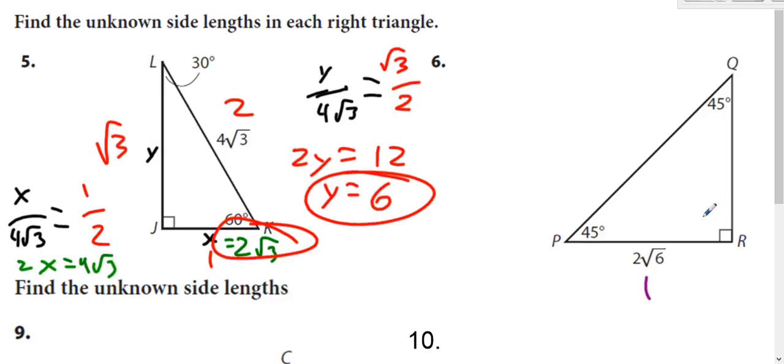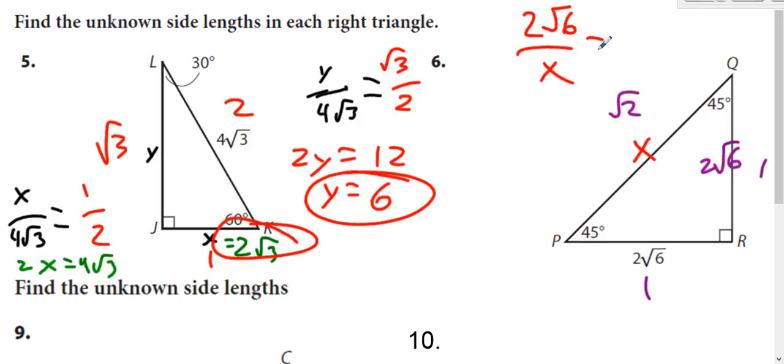45, 45, 90, these two sides are the same, and this is times the square root of 2. So this side is also 2 square root of 6 because they're the same thing. And then to get the other side, it has to be times the square root of 2. So we're going to set up our proportion, 2 square root of 6 over x equals 1 over square root of 2.